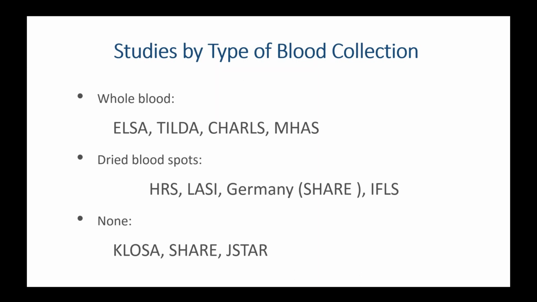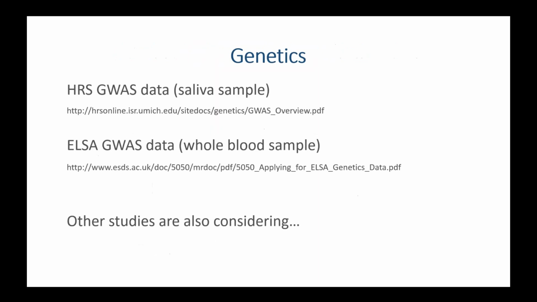And blood is helpful because you can get ideas about people's health. These are real measures of things like cholesterol. And then two of the studies currently have genetic data also available. They have both done a GWAS, in the HRS in the US, that's through a saliva sample, and in ELSA, that's through a whole blood sample. And these are really powerful.